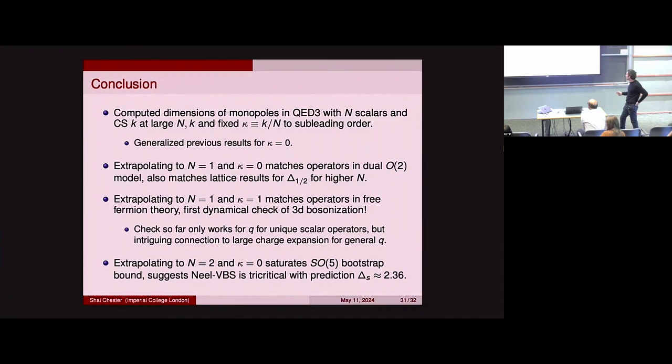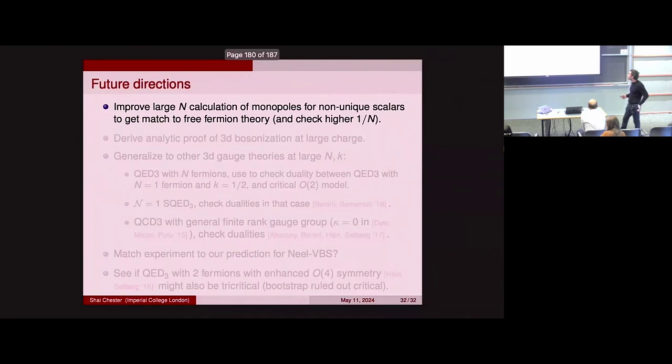And in particular, our main conjecture was that the singlet is 2.36, and that seems to be roughly confirmed by Sandvik in his paper last night. So of course, there's many future directions. We'd like to better understand what's going on for these non-unique scalar monopoles. We'd like to maybe find an analytic proof of 3D bosonization in the large charge limit, because it seems like the error was going to 0, so maybe there's just a rigorous proof.